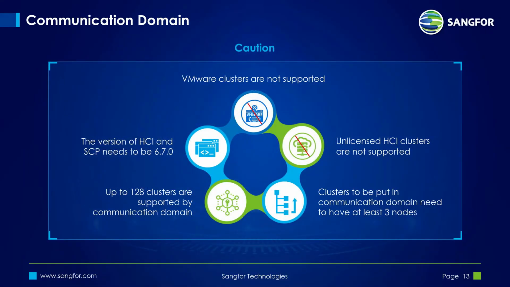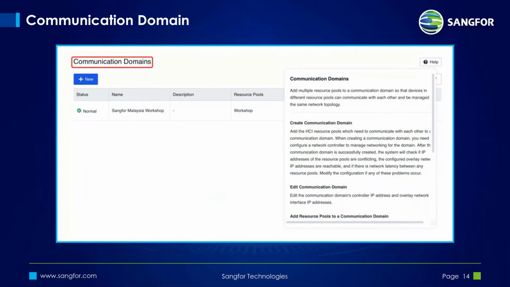Also, some cautions need to be taken for this new feature. VMware clusters are not supported. Unlicensed HCI clusters are not supported. You need to make sure that all of your clusters that need to be put into the communication domain are licensed. And also versions need to be 6.7.0. So far, up to 128 clusters are supported by communication domain. And clusters that you need to put into the communication domain need to have at least 3 nodes to support this new feature. So it can be configured on the SCP UI.